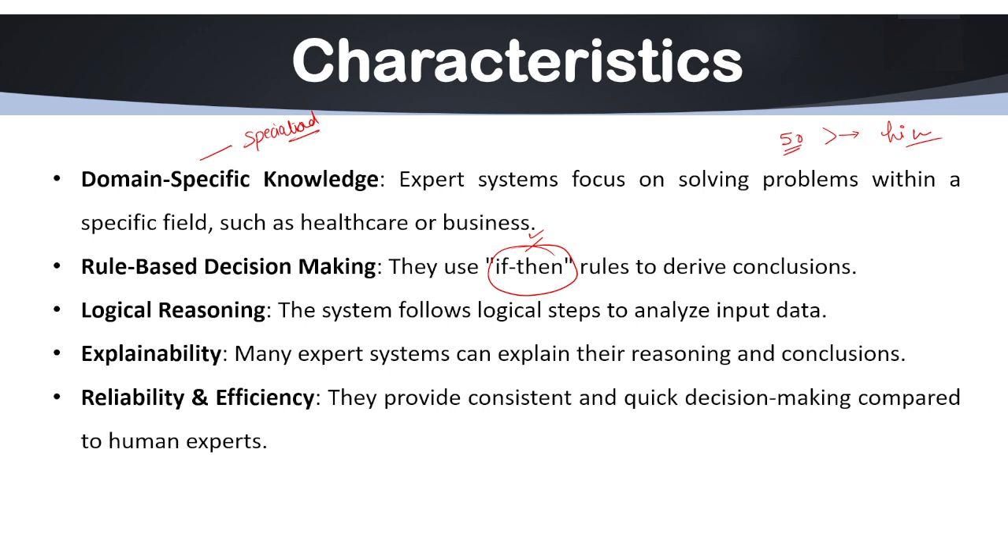So the system follows logical steps to analyze input data. Basically, logical reasoning in AI is a process of deriving conclusions from given facts and given rules using some formal logics. Its key components are basically some symbols. It uses symbolic artificial intelligence. We have basically two types of logical reasoning over there. One is deductive and one is inductive reasoning.